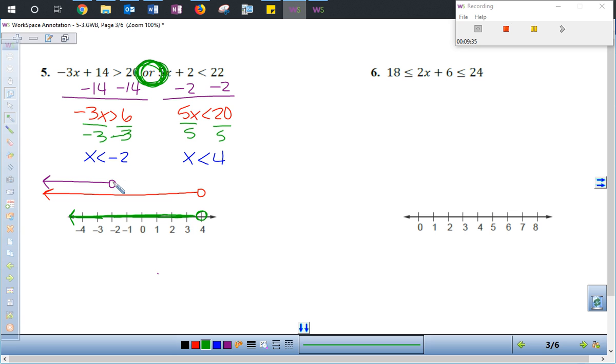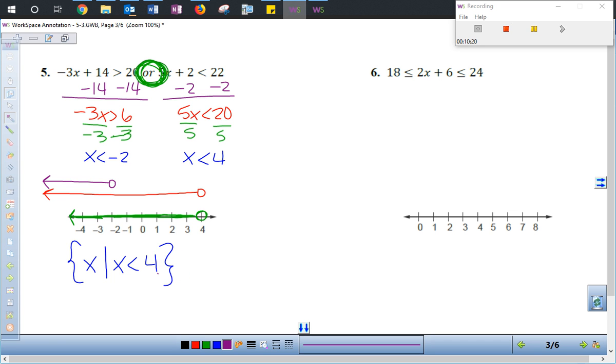Then if I were to graph my purple graph, that's going to be an open dot on negative 2. But if you notice, the line goes straight through that open dot, so it technically fills that dot and makes it a closed dot. So the arrow also goes the same direction. So since they go the same direction, when we put them together, the red one overtakes the purple one, and we end up with our long graph here. Now it's going to be x is less than 4.